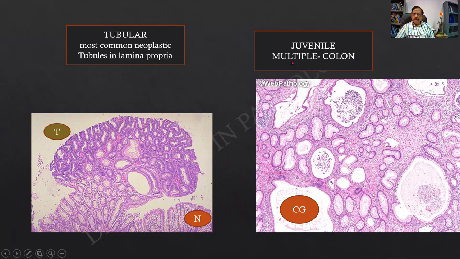And juvenile polyp, it is multiple, usually occurs in the colon. As the name implicates, it occurs in children. There are large polyps over here. They also call it as hamartoma. Occurs predominantly in children less than 5 years of age. This is the supporting stroma or the lamina propria. These are all the glands of varying sizes, absolutely blunt.